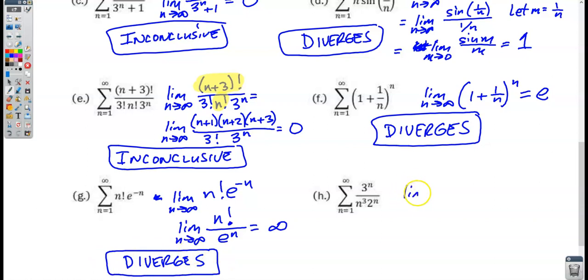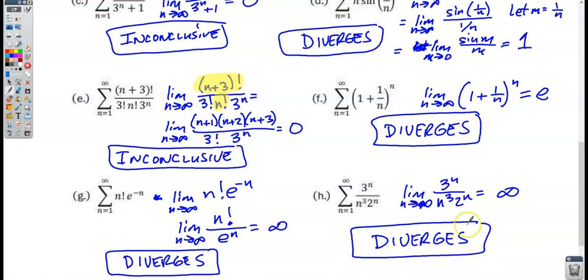And one more. Limit as n goes to infinity of 3 to the n over n cubed times 2 to the n. This one also goes to infinity. And you can test yourself in finding and showing that that limit goes to infinity, but we've found limits going to infinity before, so you're totally capable of doing that. And since that goes to infinity, infinity doesn't equal 0, that tells us that this series diverges.